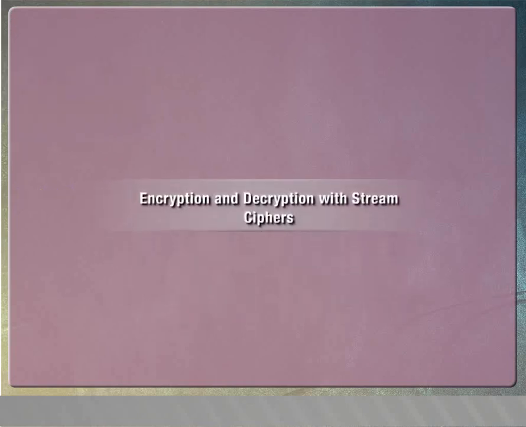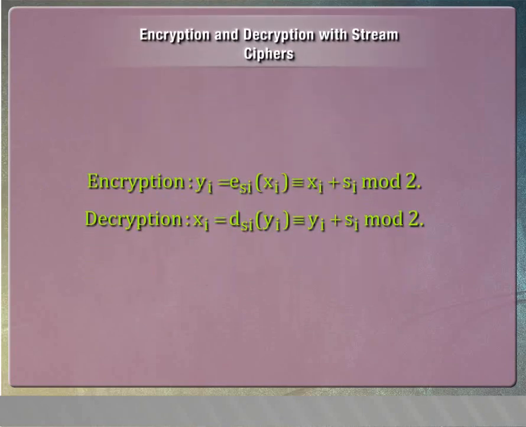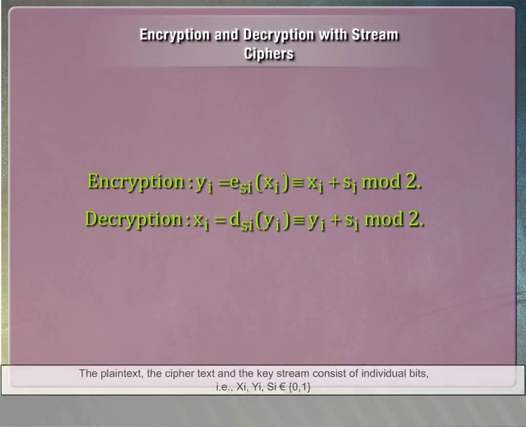Encryption and decryption with stream ciphers. Encryption: y_i is equal to e_si of x_i, which is congruent to x_i plus s_i mod 2. The plaintext, the ciphertext, and the key stream consist of individual bits, that is, x_i, y_i, s_i belong to the set {0, 1}.